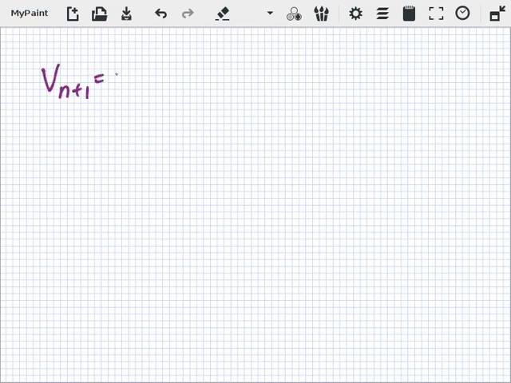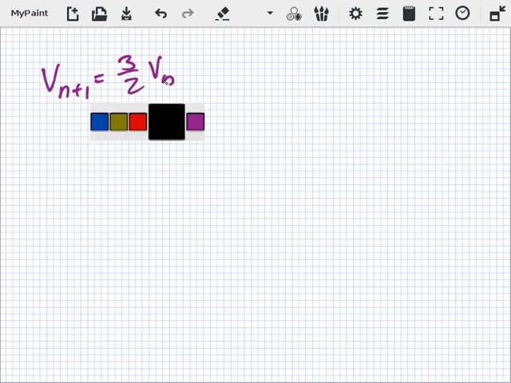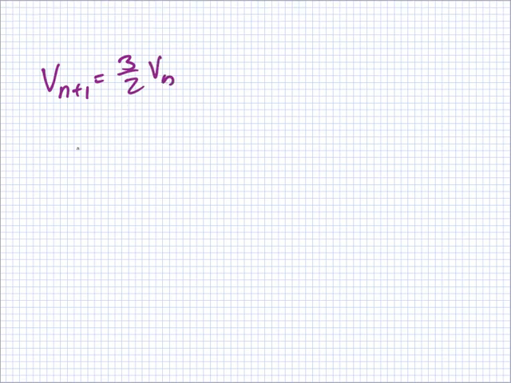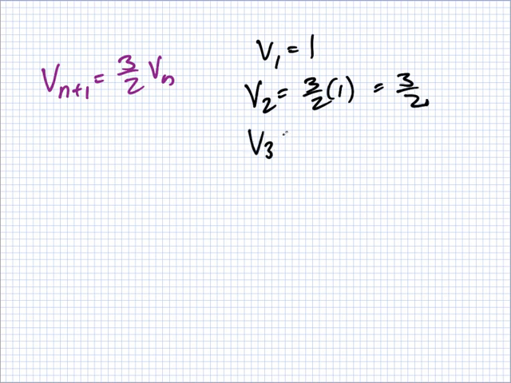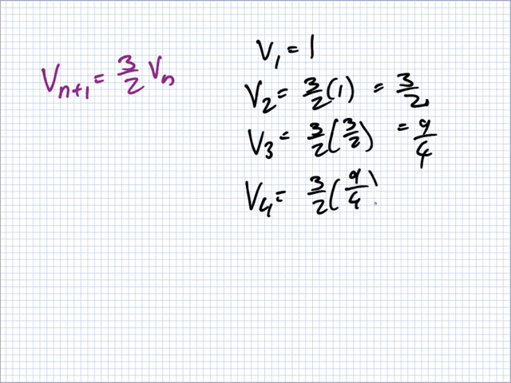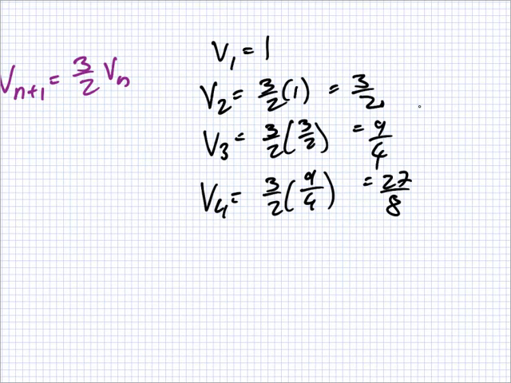V n plus 1 equals 3 over 2 V n. Okay, and where do I tell you to start in this sequence? 1. So, V1 equals 1. V2 will equal 3 over 2 times 1, which is 3 over 2. V3 is 3 over 2 times 3 over 2, which is 9 over 4. V4 is 3 over 2 times 9 over 4, which is 27 over 8. Now, if you look at what's happening here, this is equal to 1, this is 1.5, what's this now?